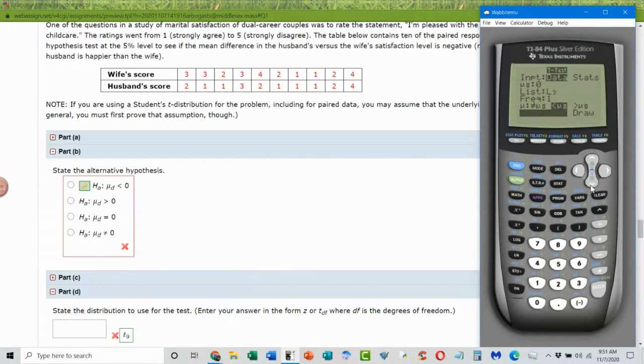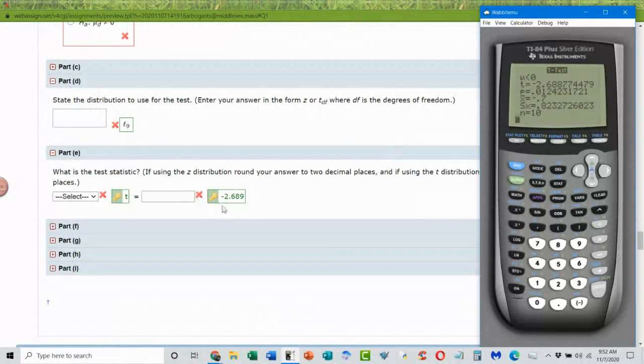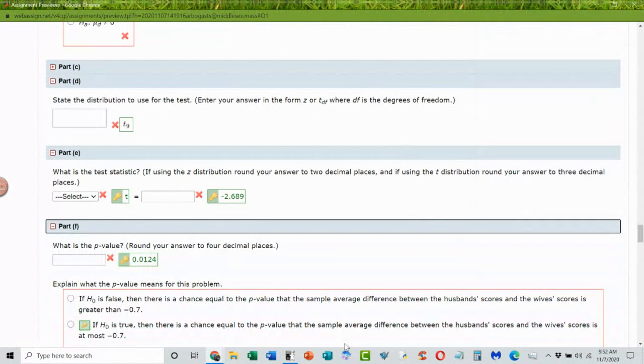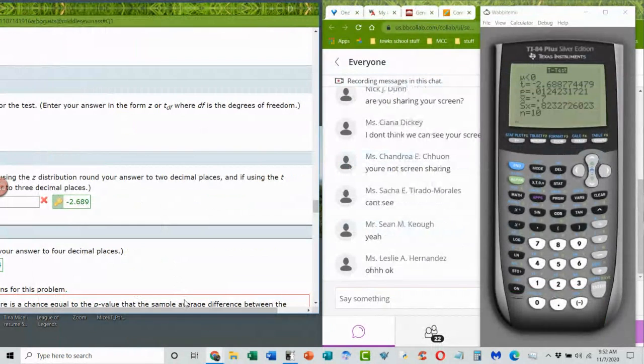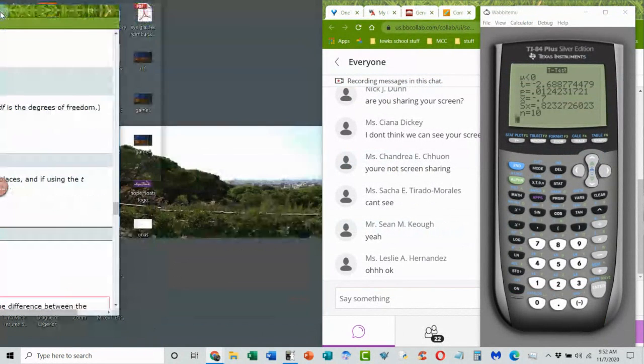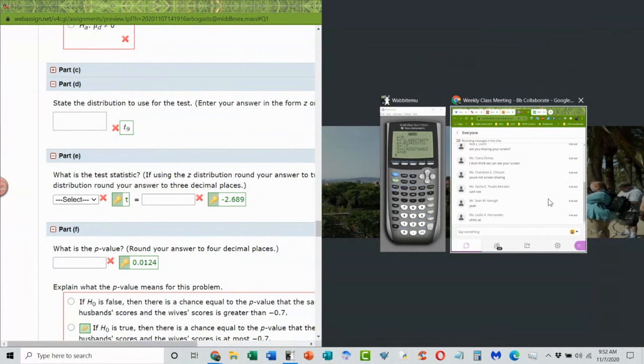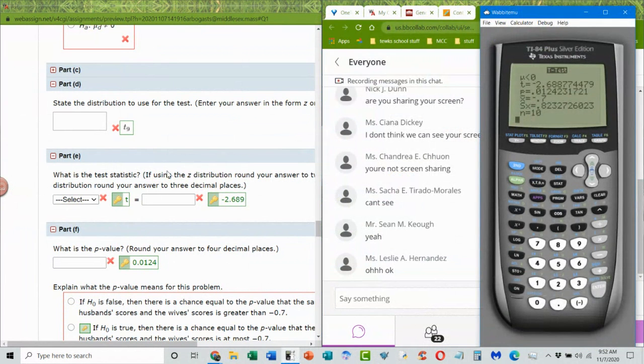And then again, because it's a single t-test, we don't have to worry about pooled standard deviations. So we just hit calculate. It gives us our t distribution. It gives our p-value. It gives us our n. And so here is our t statistic, and here's our p-value, 0.124.